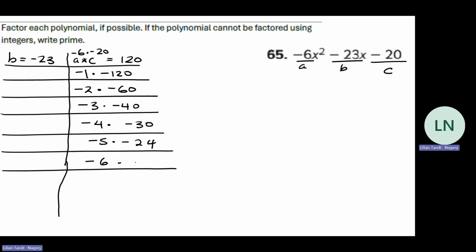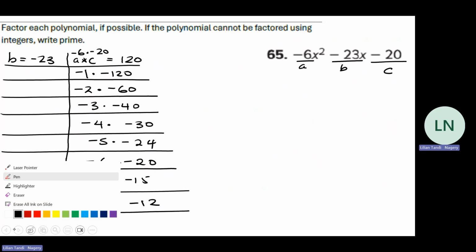Negative 6 times 20. Negative 7, no. 120 divided by 8 is 15. Negative 8 multiplied by negative 15. 9, let's see, 120 divided by 9. No. 10 and 12. Negative 10 multiplied by negative 12. So those are the last factors.